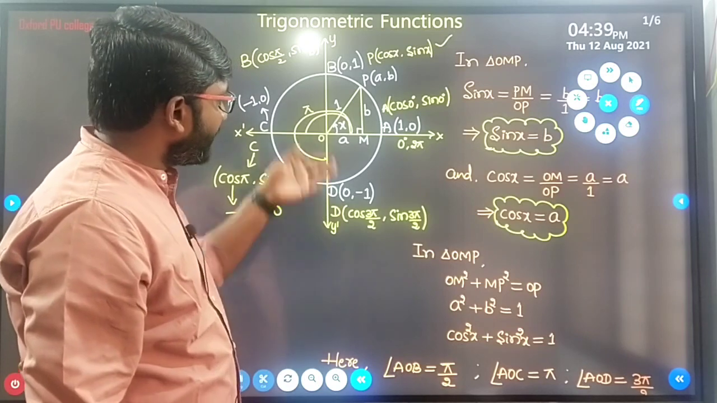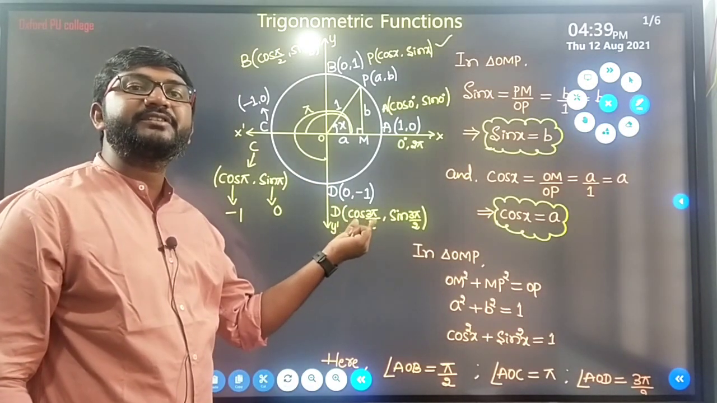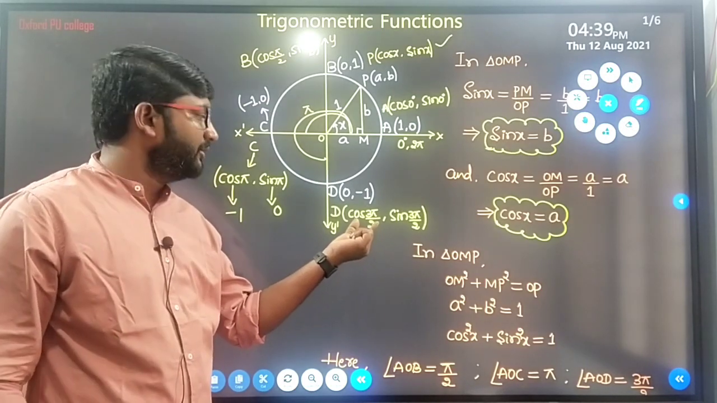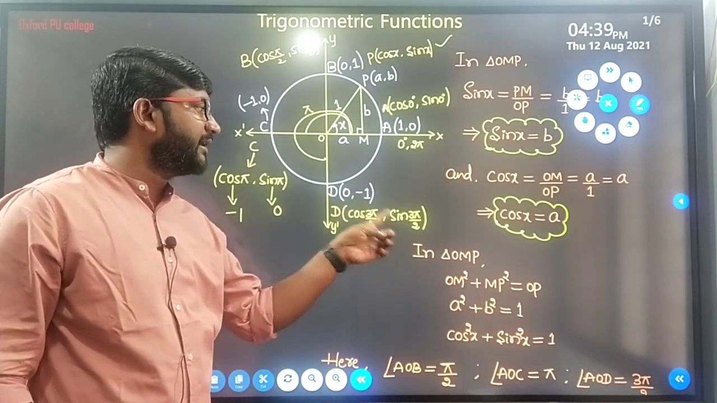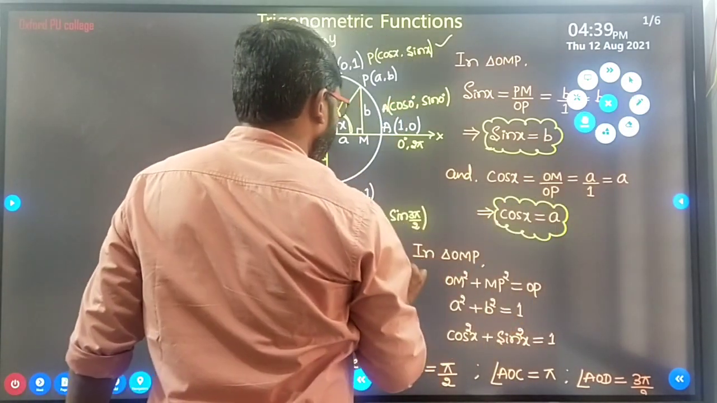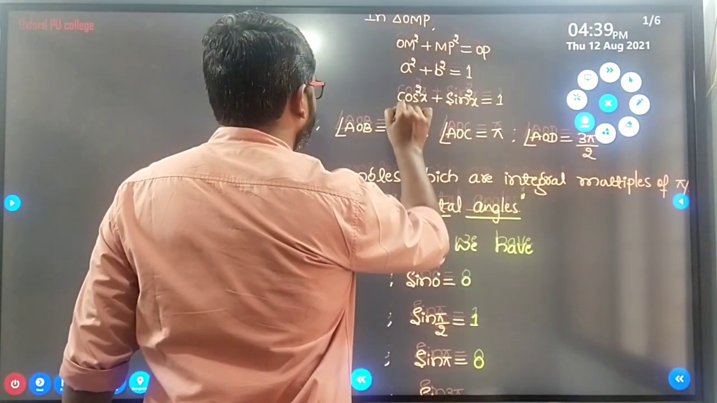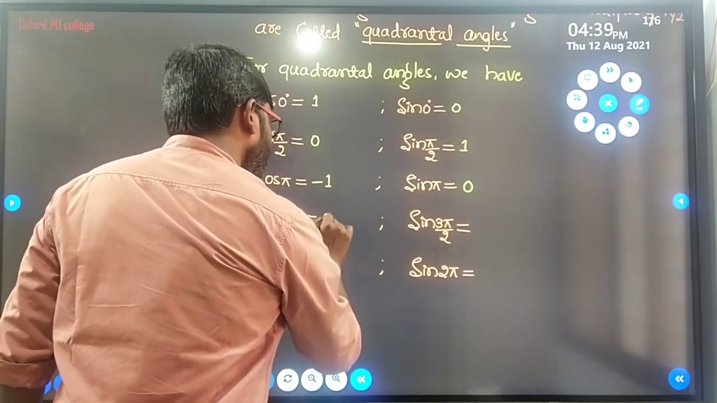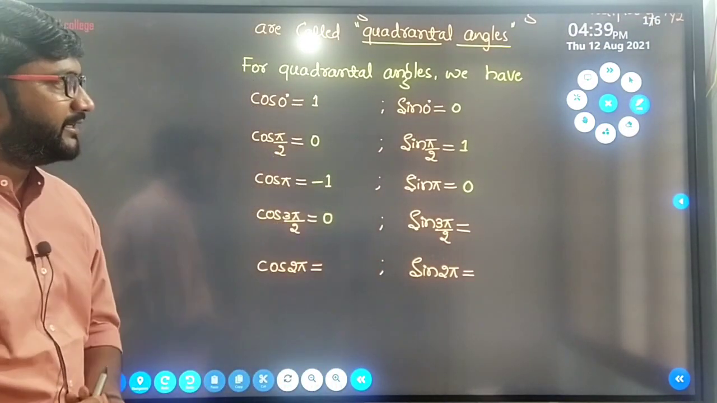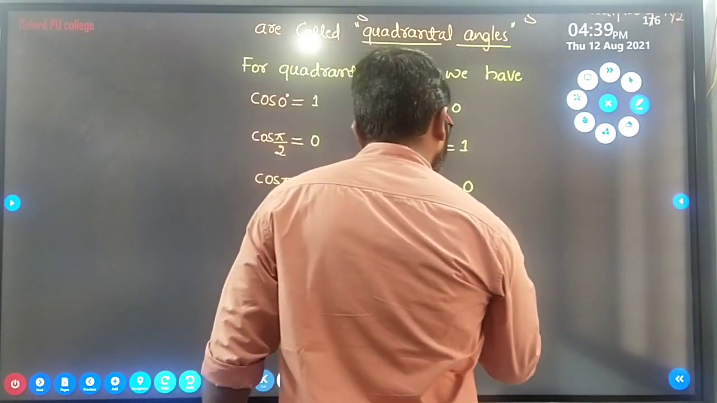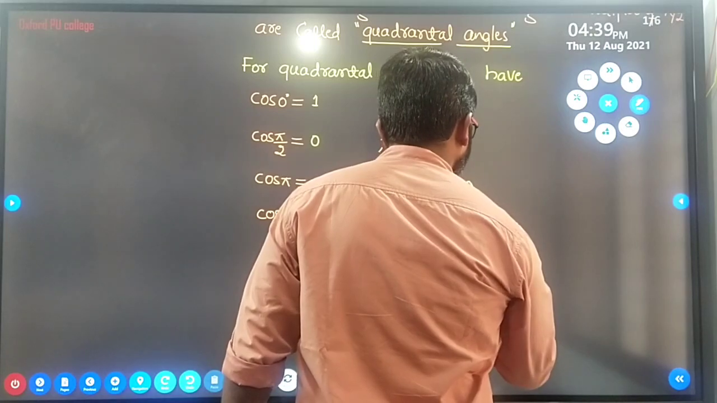Because you are on the y-axis. On the y-axis the x coordinate must be 0. On the y-axis x coordinate means cos 3 pi by 2. This has to be 0, whereas sin 3 pi by 2 value must be minus 1. So let us write those values now. Cos 3 pi by 2 is 0. So this will be 0, whereas sin 3 pi by 2 or sin 270 degree is minus 1. So this will be minus 1.